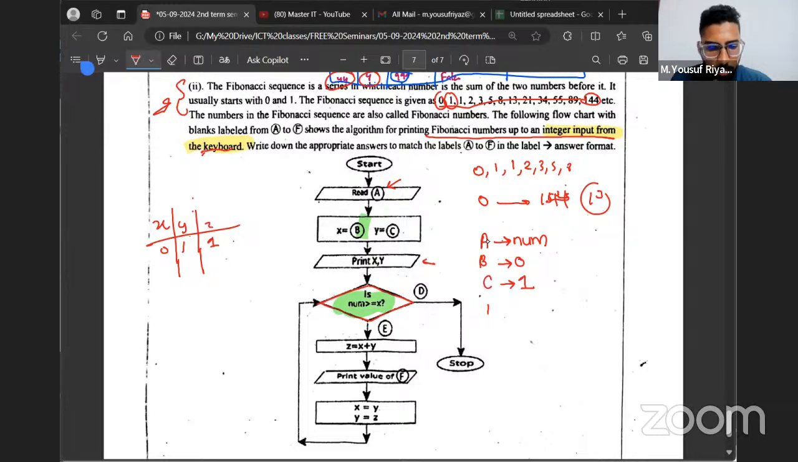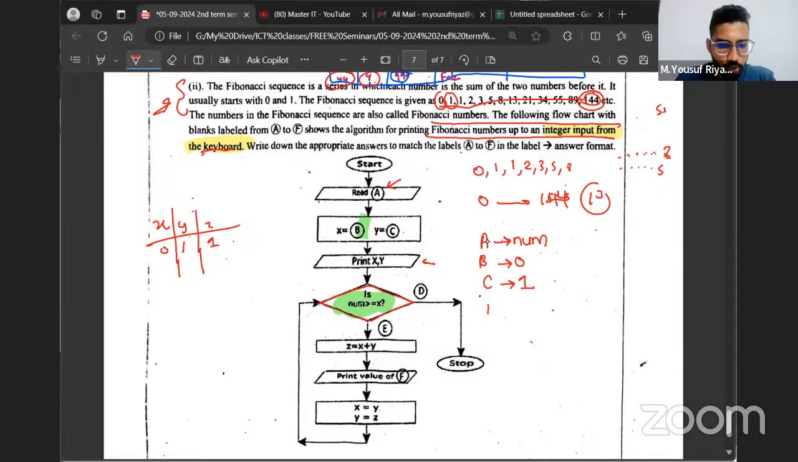And then, is number greater than or equal to X? If the number is greater than or equal to X, what is the question? Are they asking for a number of numbers? Here X is going to store the number, the last number. Yeah, the Fibonacci numbers up to an integer number. So basically, if you enter number 8, it's going to give you all the Fibonacci numbers up to 8. That is 0, 1, 1, 2, 3, 5, 8. If you enter 5, it's going to give you 0, 1, 1, 2, 3, 5. If you enter 55, it's going to give you all the Fibonacci numbers from 0, 1 up to 55.